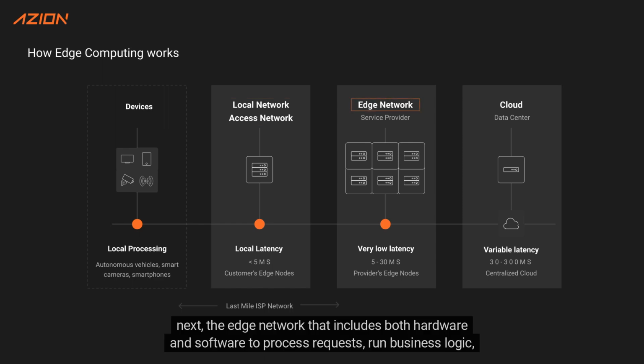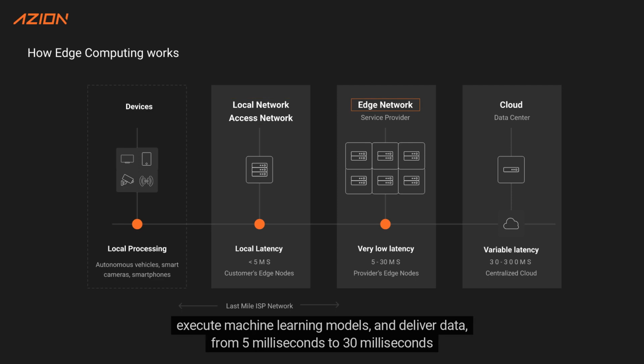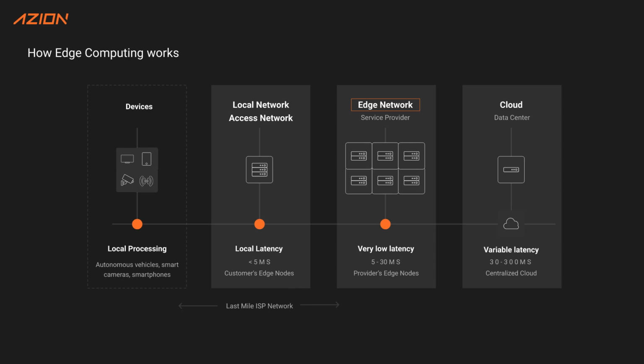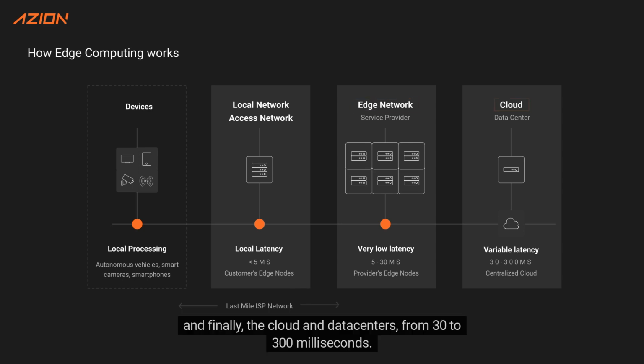Next, the edge network that includes both hardware and software to process requests, run business logic, execute machine learning models, and deliver data from 5 milliseconds to 30 milliseconds. And finally, the cloud and data centers from 30 to 300 milliseconds. Let's check their particularities now.